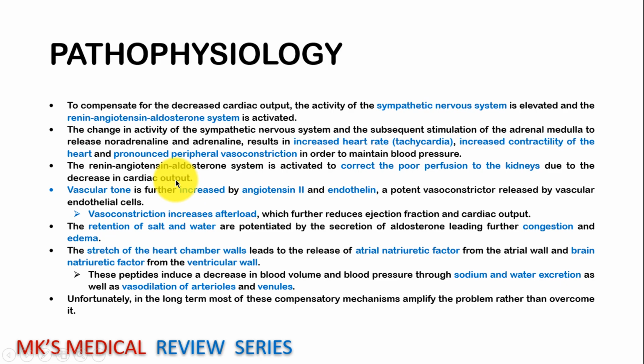Then remember that the renin-angiotensin-aldosterone system is going to be activated by poor perfusion to the kidneys. Then, of course, the vascular tone is going to be increased by angiotensin 2. There's also another compound that's known as endothelin, which is a very potent vasoconstrictor. So the vasoconstriction is going to increase the afterload, and this is going to further reduce the ejection fraction and the cardiac output.